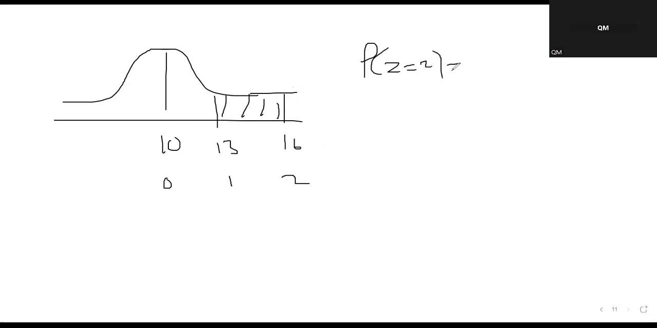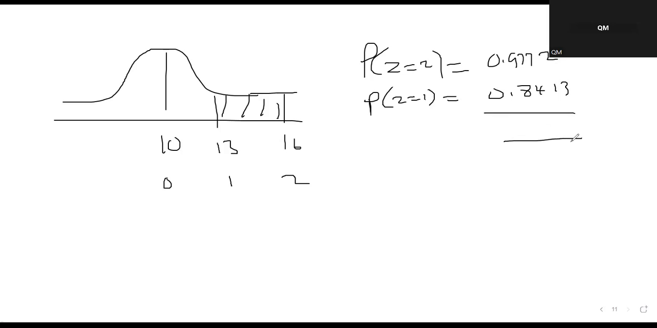So the z is equal to 2. What is our probability? 0.9772. How about the probability of z equal to 1? This is 0.8413. Just subtract these two. As long as they're on the same side, we only add and subtract 1 when they're on opposite sides. But on the same side, this is what is happening.